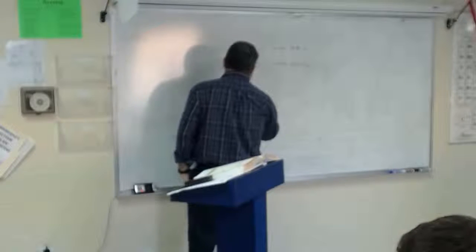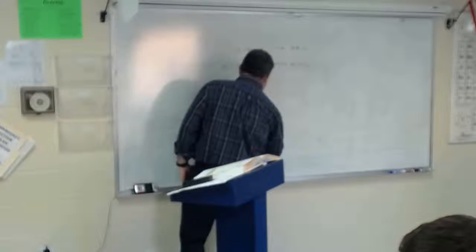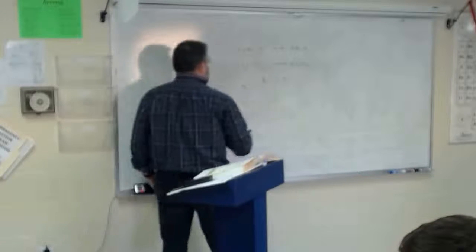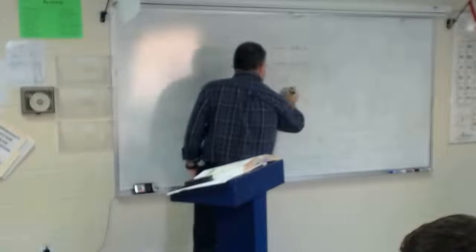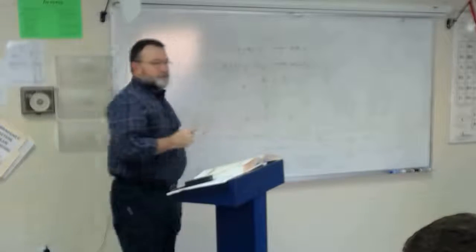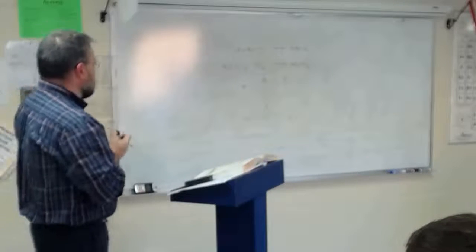So potassium, chlorine, oxygen, reactants, products. I have 1, 2, 2. And on this side, I have 1, 1, 3. So Emily, how would you like to attack this? What are we going to fix first?